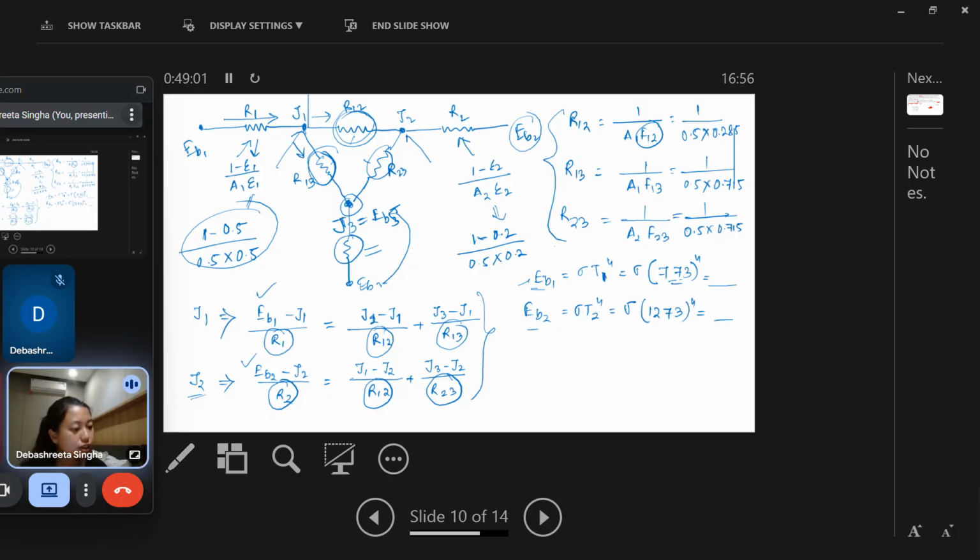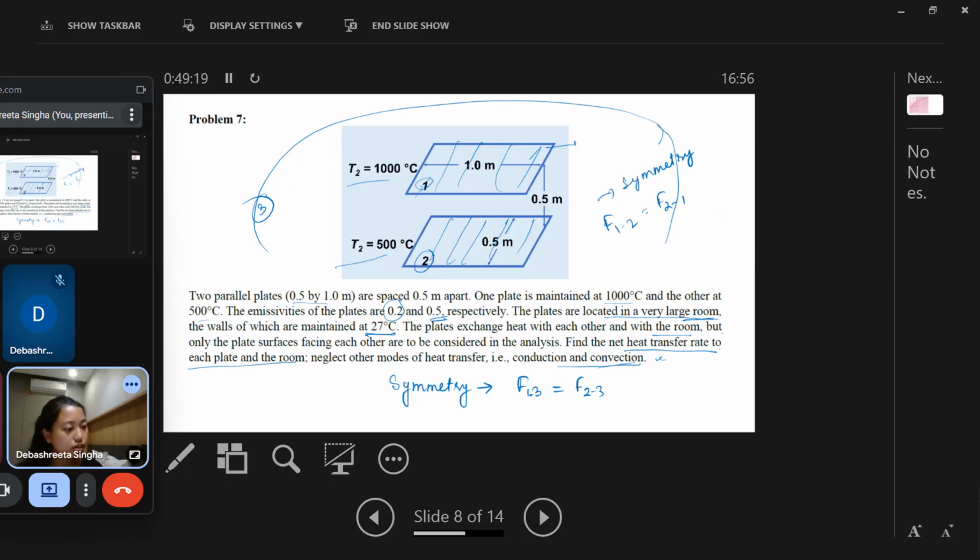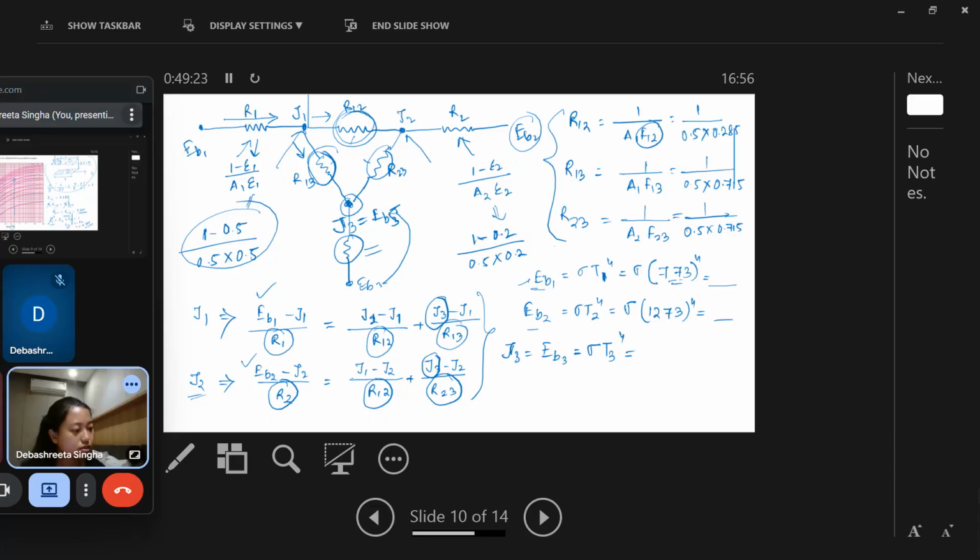And then we have another, we also know what is J3, okay? J3 is EB3, which is equal to sigma T3 to the power 4. T3 is also given here, the room temperature, that is 27 degrees Celsius. So 27 plus 273, you get 300. 300 to the power 4. So again, you'll get some values.